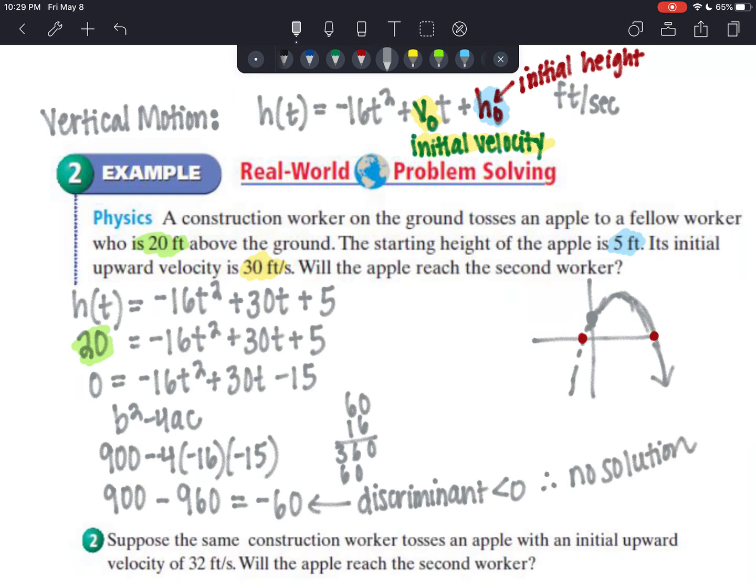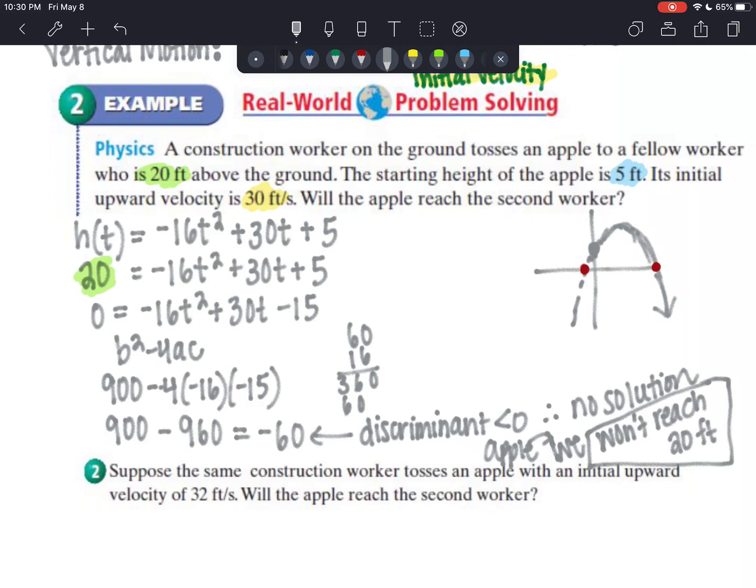meaning we won't reach 20 feet. Well, the apple won't reach 20 feet. So the answer is a big fat no. The apple doesn't reach the second worker.